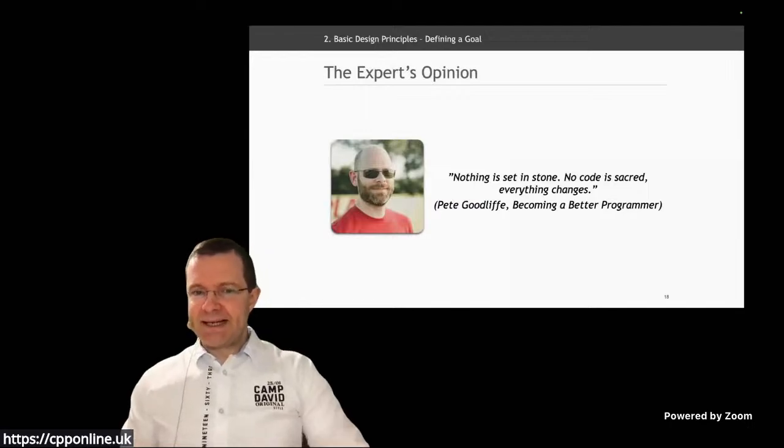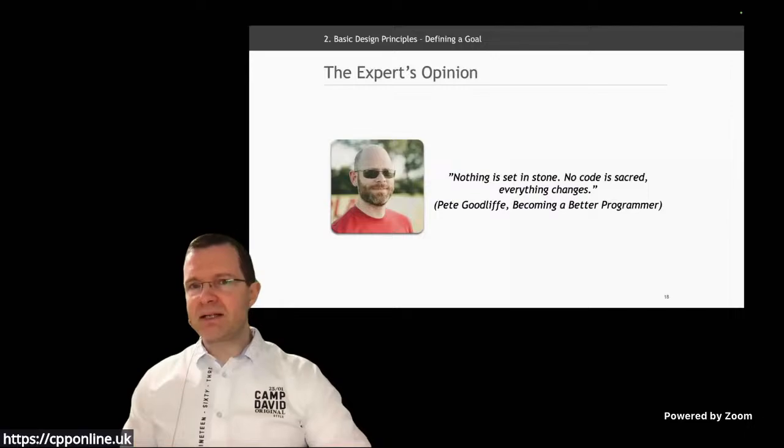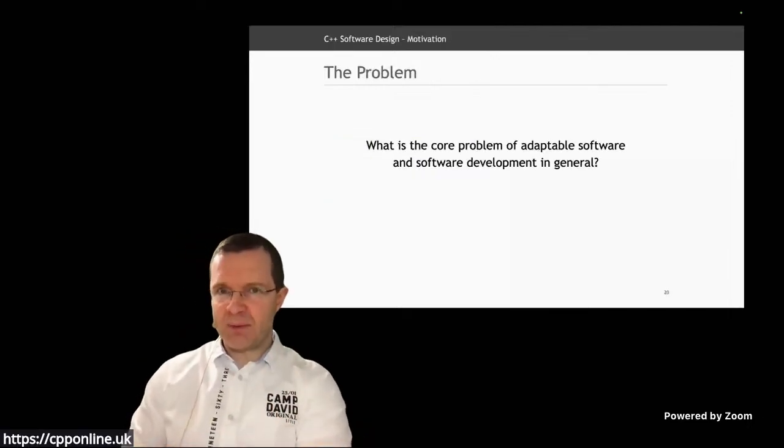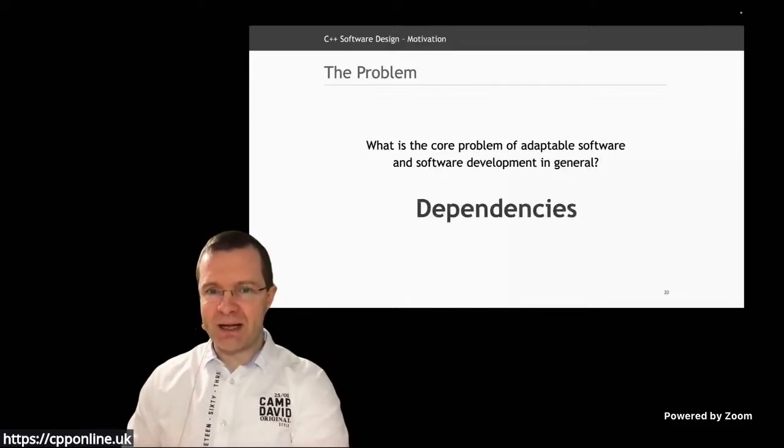Because one thing depends on another thing. And so the core problem of adaptable software, the core problem that we encounter when we change software, are the dependencies.